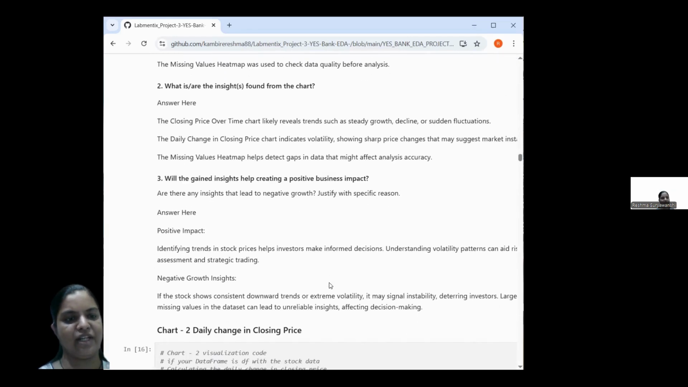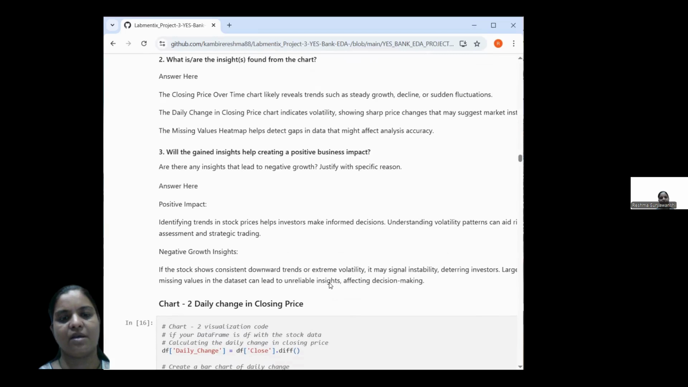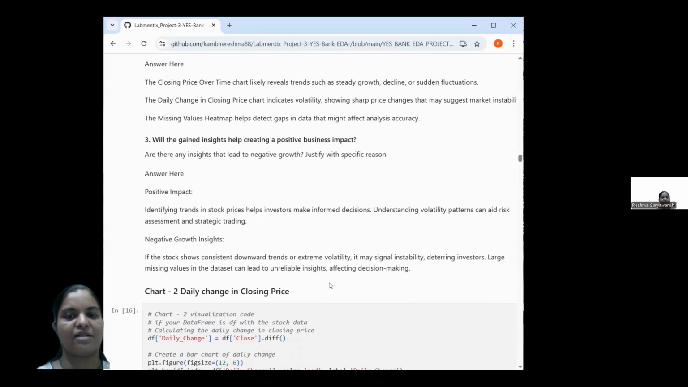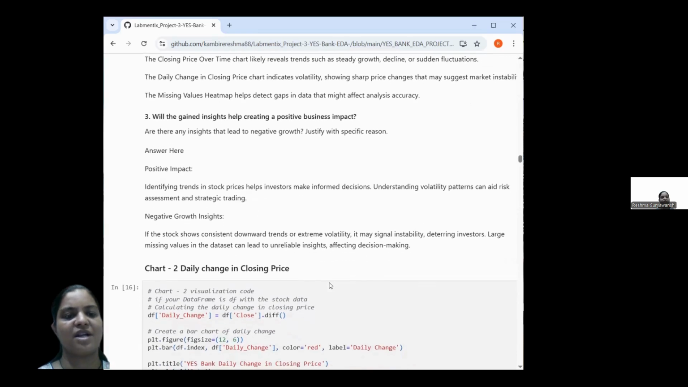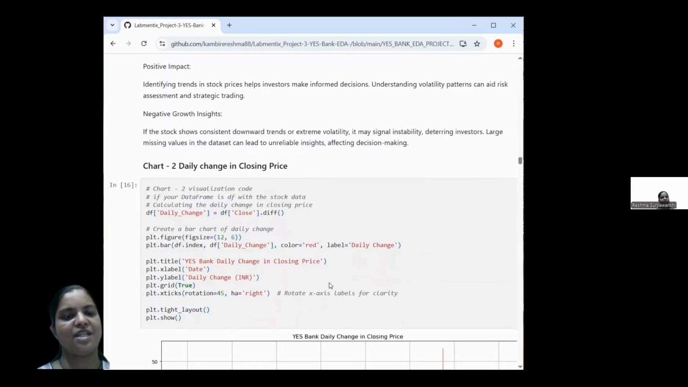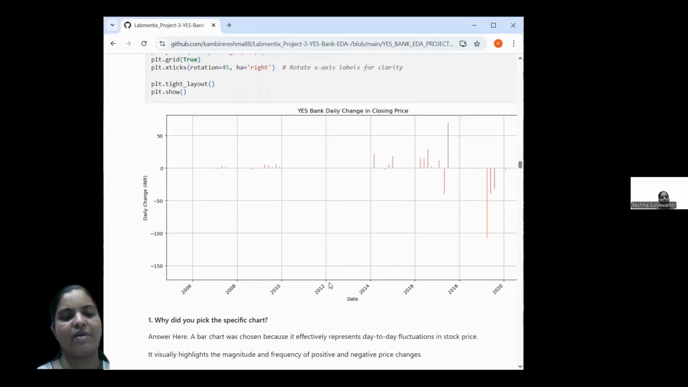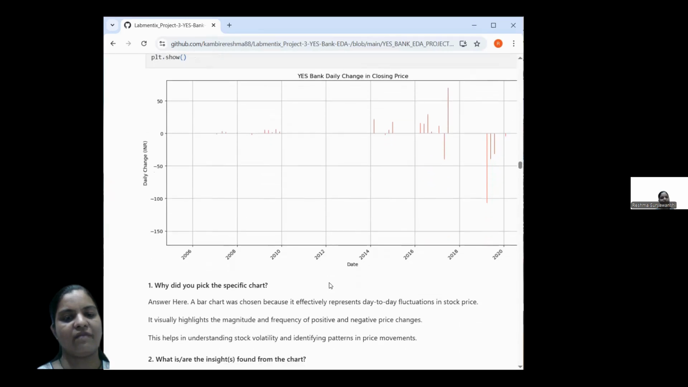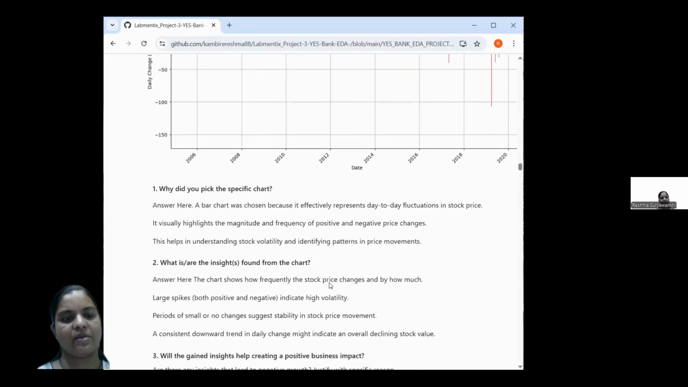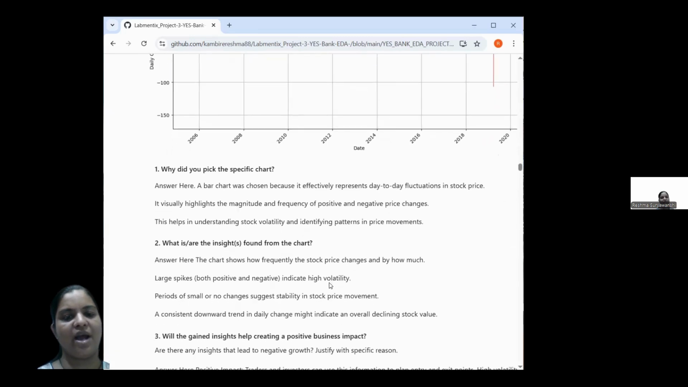So here we gain insight is identifying trends in stock price helps investors make informed decisions. Understanding volatility patterns can aid risk assessment and strategic trending. Next chart is about daily change in closing price, where a bar chart was chosen because it effectively represents day-to-day fluctuation in stock price. So the chart shows frequently the stock price changes and by how much.